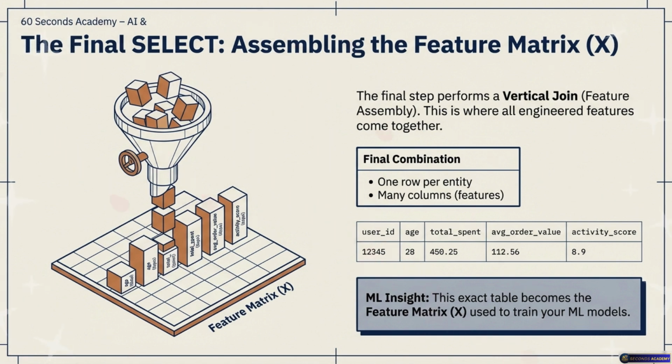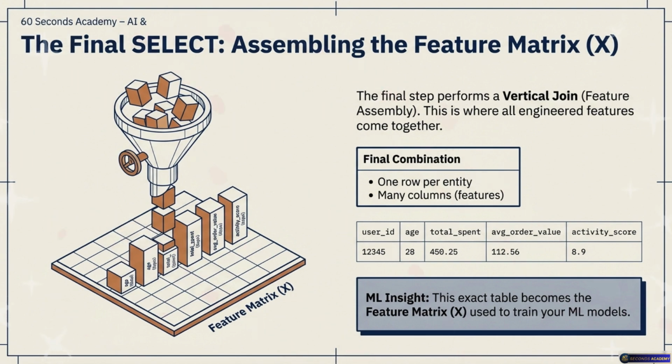Exactly. So what does this all mean? Like, why must everything converge into this really specific wide feature matrix shape at the end? Do ML models basically require this single unified snapshot of a user to make their predictions? They absolutely do. That convergence is the exact handoff point to the machine learning model.